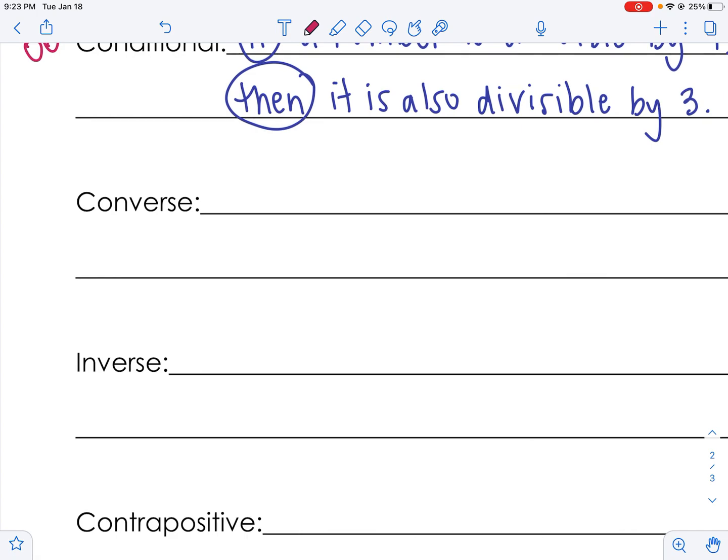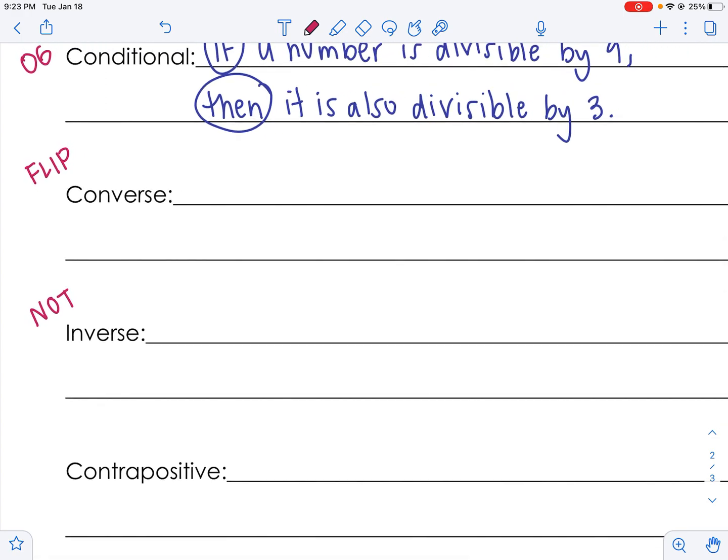Now, before we even get into those, think for a second. Converse means what? Go back and look at your notes if you need to. Inverse means not. Hopefully your brain's starting to go off with some of these words. And contrapositive is our flip not.